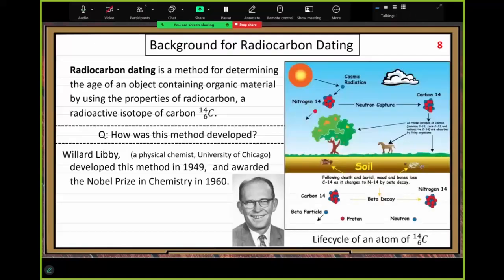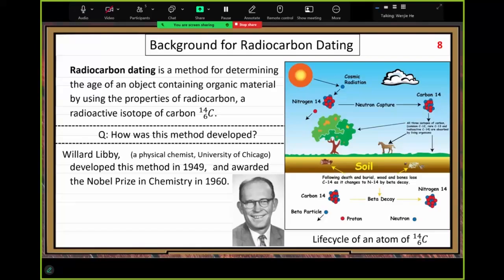The idea is like this. Here, I use this picture. In nature, animals and plants contain carbon, right? There are three types of isotopes of carbon: C12, C13, C14. So the animal body and plants contain three different isotopes of carbon. Only C14 is radioactive.